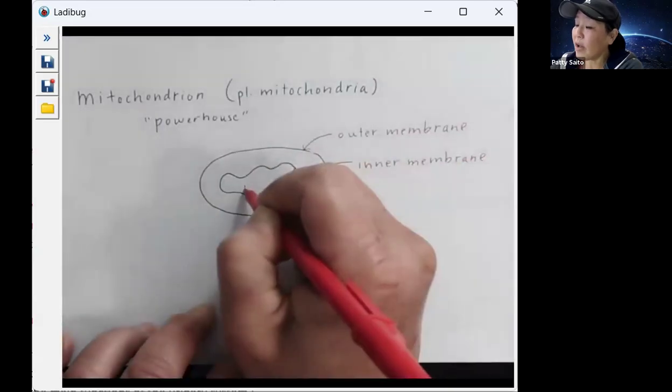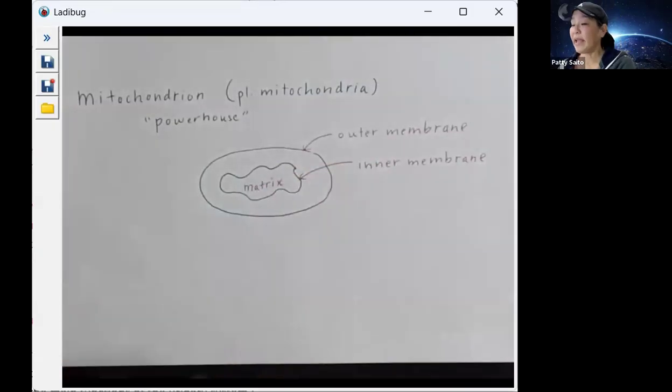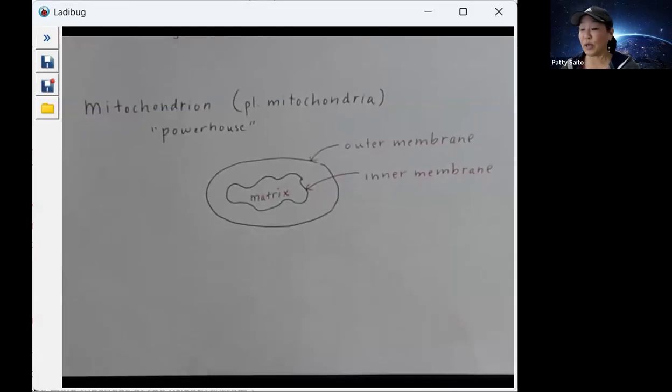And inside is called the matrix of the mitochondrion. Now, some of these processes we talked about are going to occur in different areas of this mitochondrion. So I'm going to draw a big cell with a giant mitochondrion, not to scale, but we're going to show where all these processes occur.